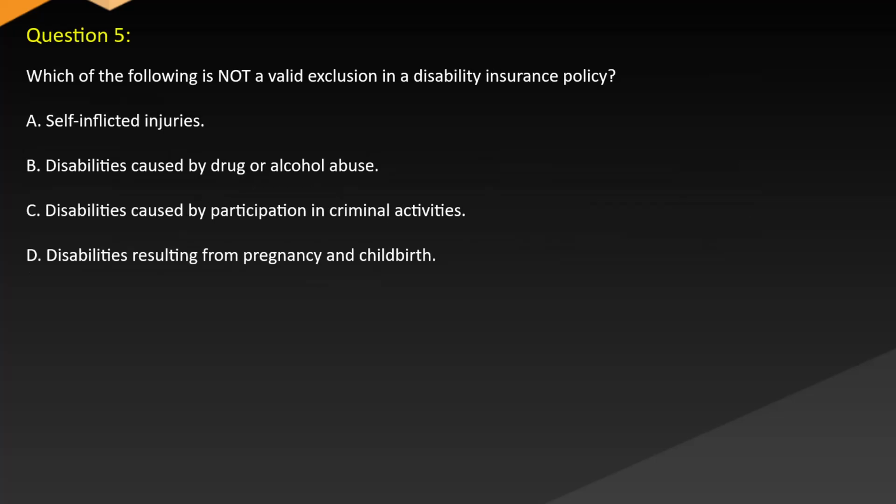Question 5. Which of the following is not a valid exclusion in a disability insurance policy? A. Self-inflicted injuries. B. Disabilities caused by drug or alcohol abuse. C. Disabilities caused by participation in criminal activities. D. Disabilities resulting from pregnancy and childbirth.